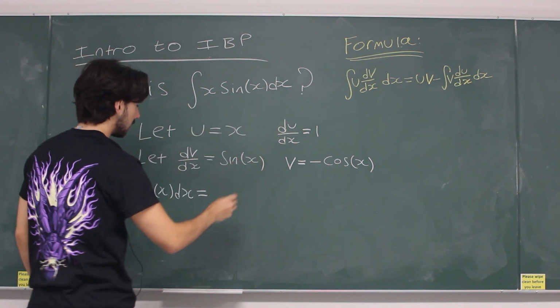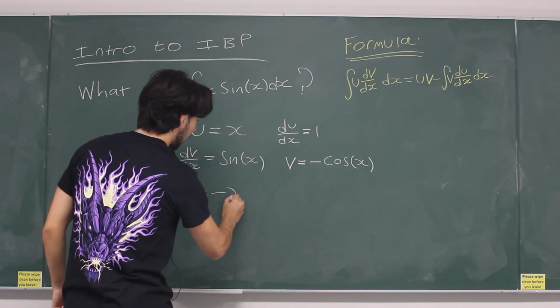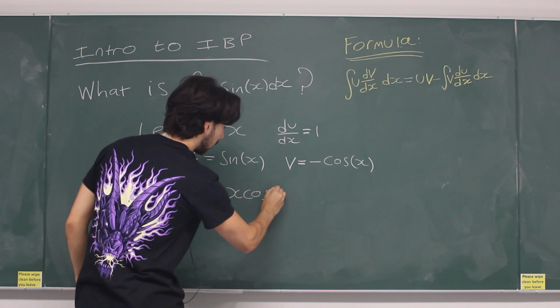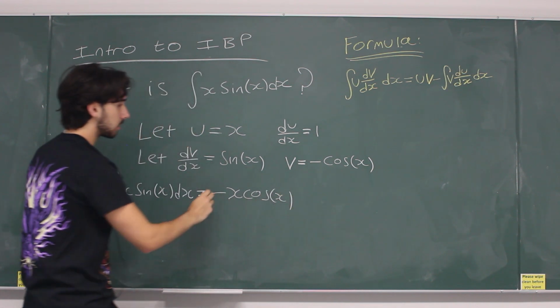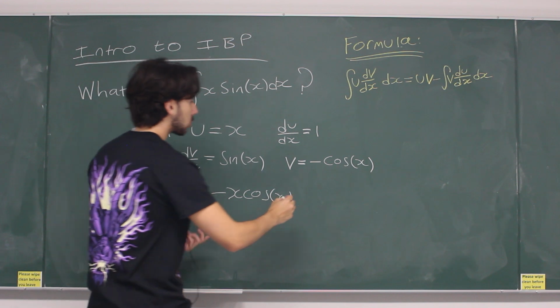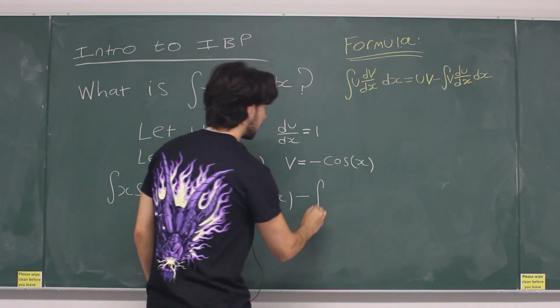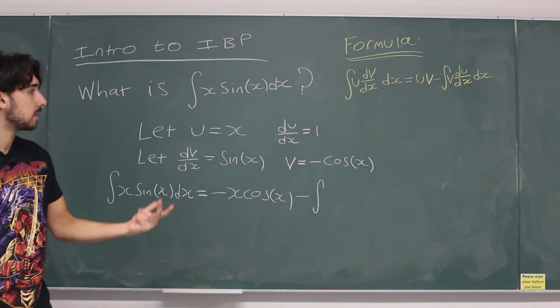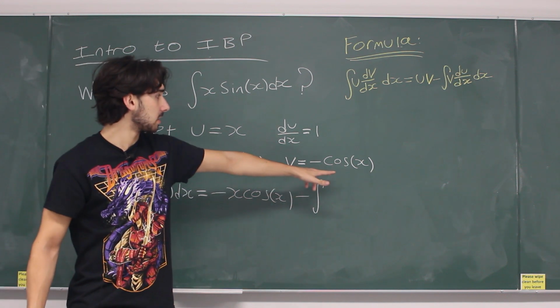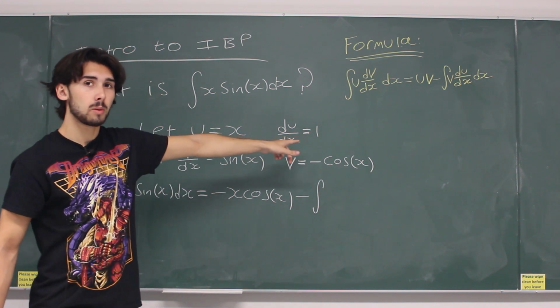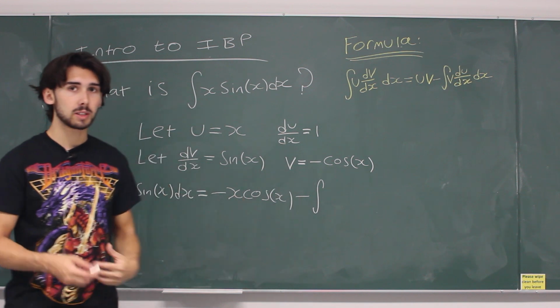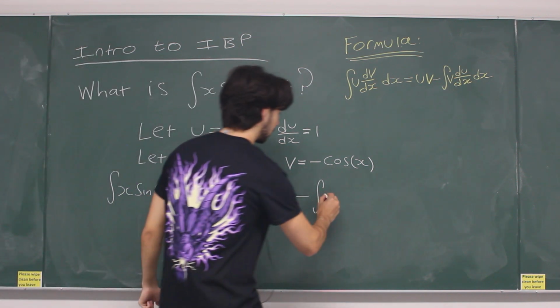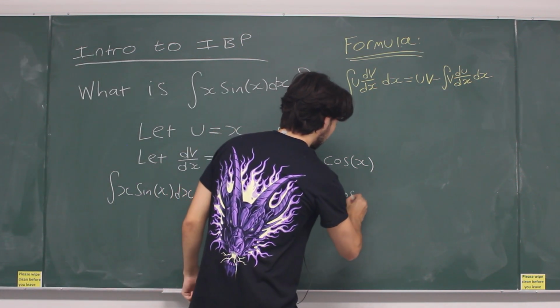That's the u times v thing. So minus x cos x. I've just multiplied those together and I've put the minus on the front. And then I'm going to subtract the integral of v times du dx. v is minus cos x and du dx is the number 1. So minus cos x times 1 is still minus cos x, so that goes there.